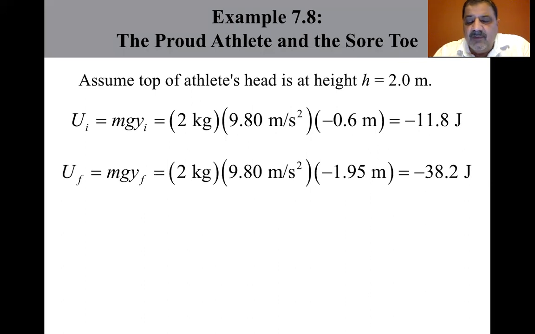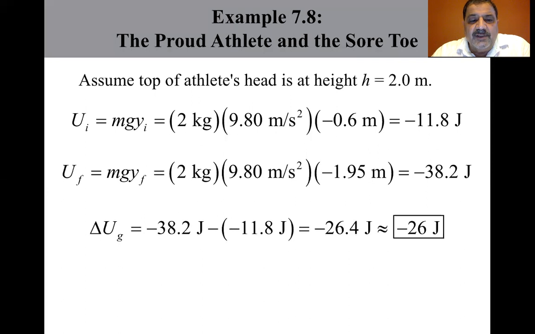And let's evaluate it. It's minus 38.2, that's the U final. Potential energy initial, U initial, is equal to minus 11.8. You get minus 26.4 joules. And it's the same 26 joules. So the value is the same as before, as it must be.